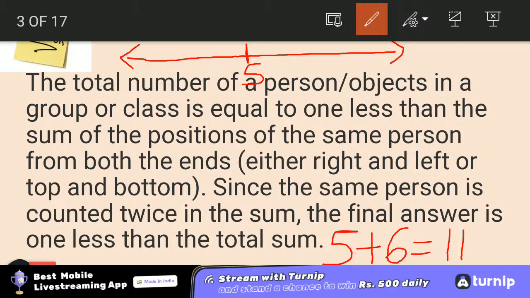मैं इस केस में दो बार काउंट हो गई हूँ क्योंकि मैंने अपने आप को फिफ्थ भी ले लिया स्टार्टिंग से और सिक्स्थ भी ले लिया एंडिंग से. So in this case we will subtract 1 from the answer and the answer will come out to be 10.